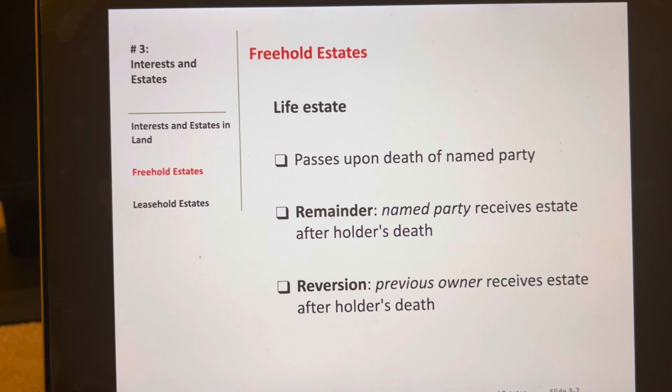Now, let's look at another scenario. We have a remainder. That's the named party who receives the estate after the holder's death. So this is a remainder or the remainderman. My grandmother lives in the property. Once she passes away, although I was the original owner, ownership will now go to my husband. He has been named the remainder.